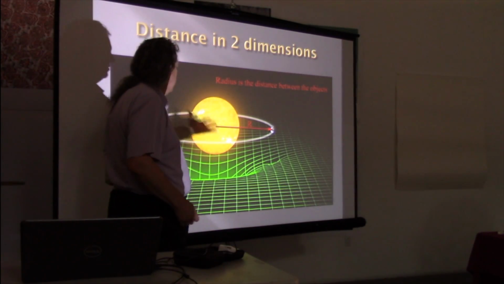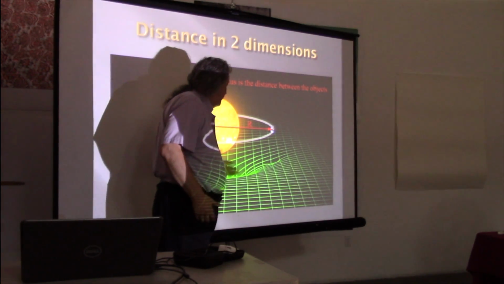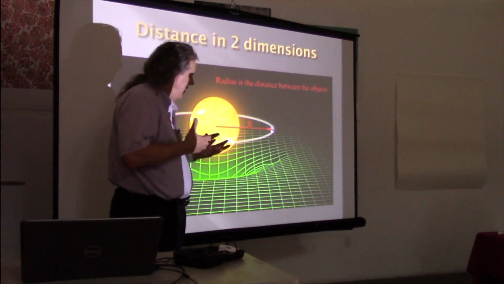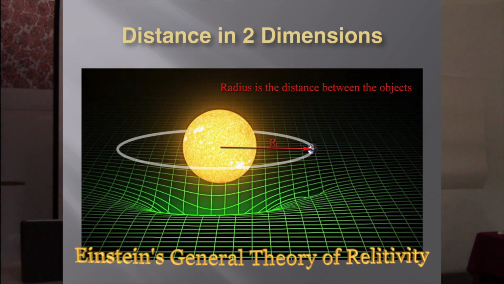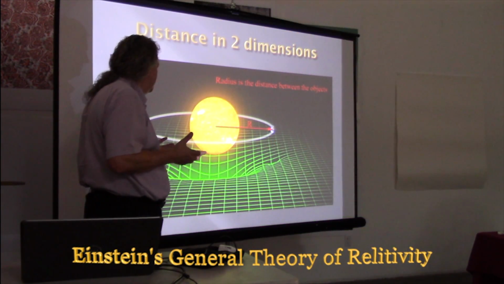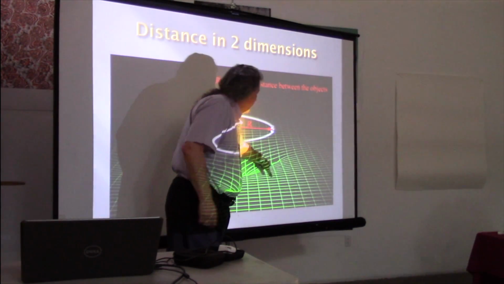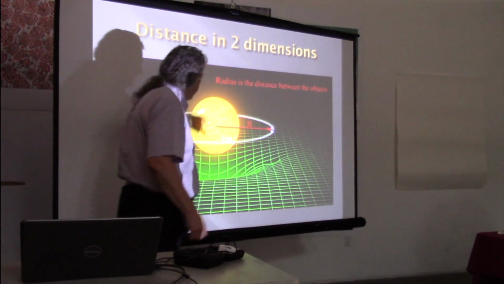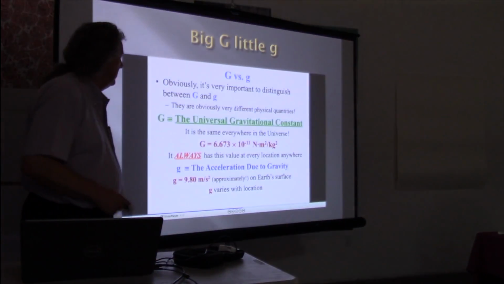Here it's showing gravity actually distorts space in the space-time continuum. This is part of Einstein's general theory. So here you can kind of see a little protuberance of the Earth. Here's the sun.